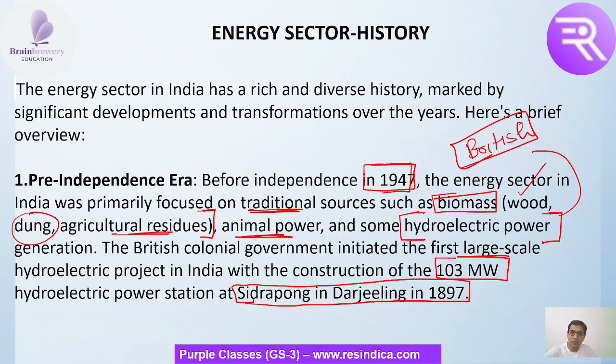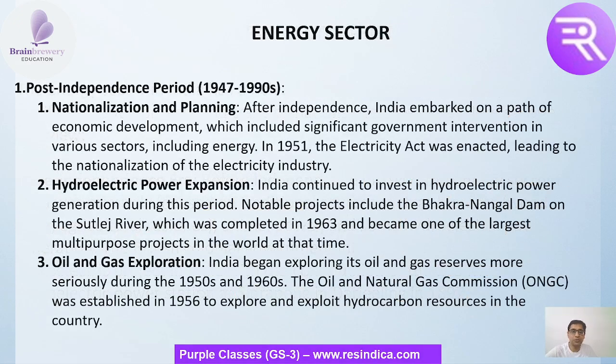So there were all traditional means: cow dung, biomass, wood. We were using wood, using cow dung, and burning agriculture waste for generation of energy to meet energy needs, right? Then slowly as technology progressed, we come to the post-independence period, from 1947 till the 1990s, because after 1990 the LPG reforms came into being, right?